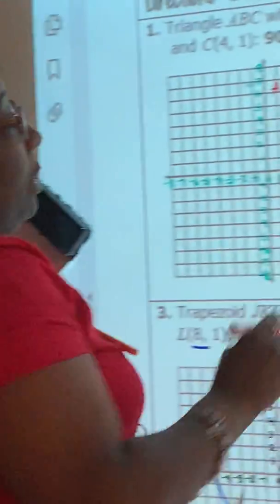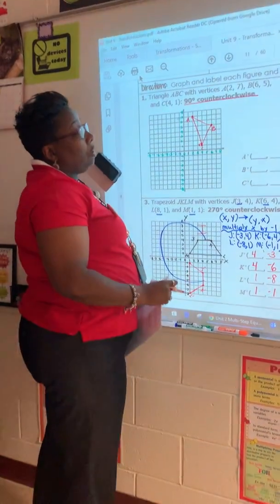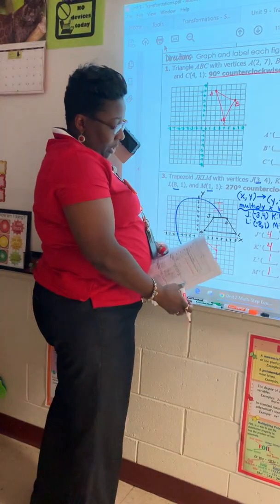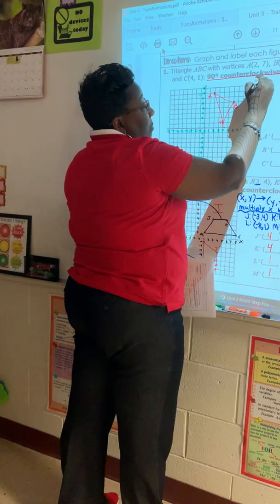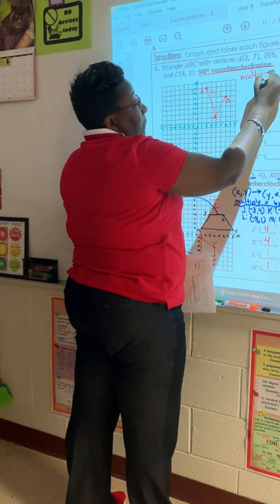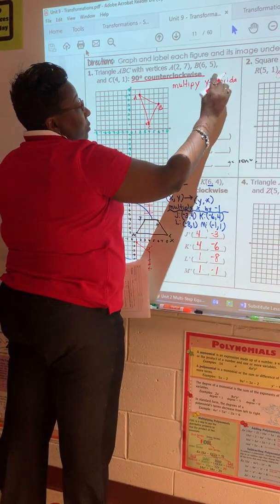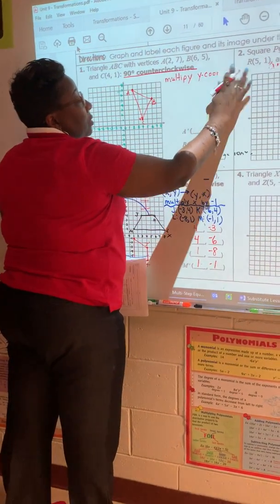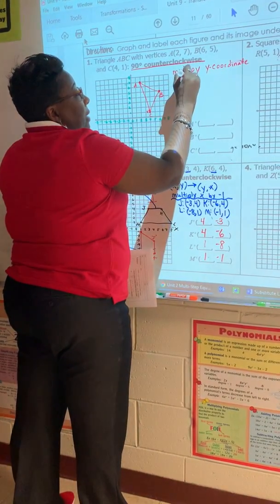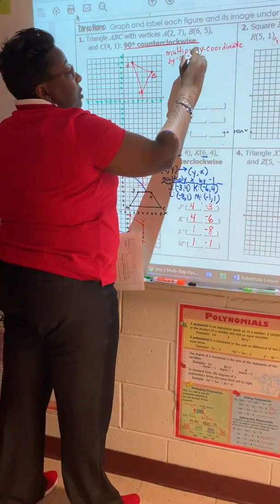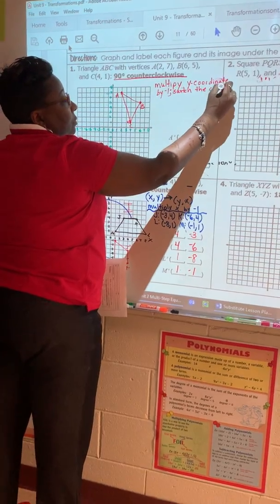Okay. So now we need to rotate 90 degrees counterclockwise. So go look at your notes at the top of the sheet. If you're 90 degrees counterclockwise, we have to multiply the y coordinate by -1, and then we're going to switch the coordinates.